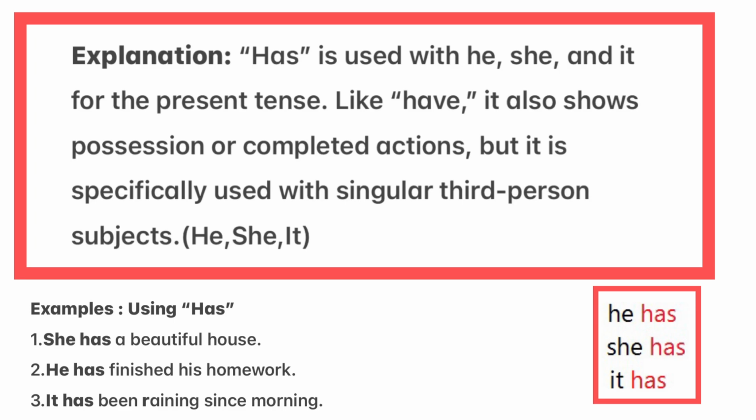Explanation. Has is used with he, she, and it for the present tense. Like have, it also shows possession or completed actions, but it is specifically used with singular third-person subjects.